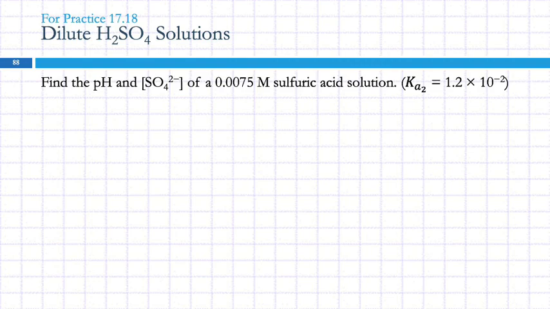So what we've got here is H2SO4 is going to ionize completely to form hydrogen ion and hydrogen sulfate ion. Whoops, not a 2, just a 1. So that's going to happen completely.